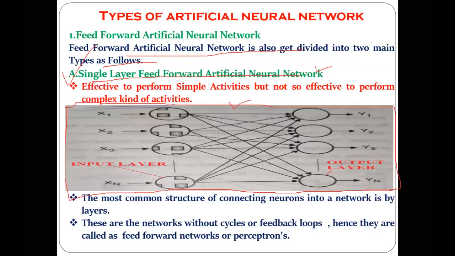Now, yesterday also I told you, network topology is nothing but, when you group the neurons in a certain arrangement, we consider it a network topology. Here you can see that we have grouped the neurons. This grouping of the neurons and their connections is called the single layer feed forward artificial neural network. First you need to understand why it is called single layer.